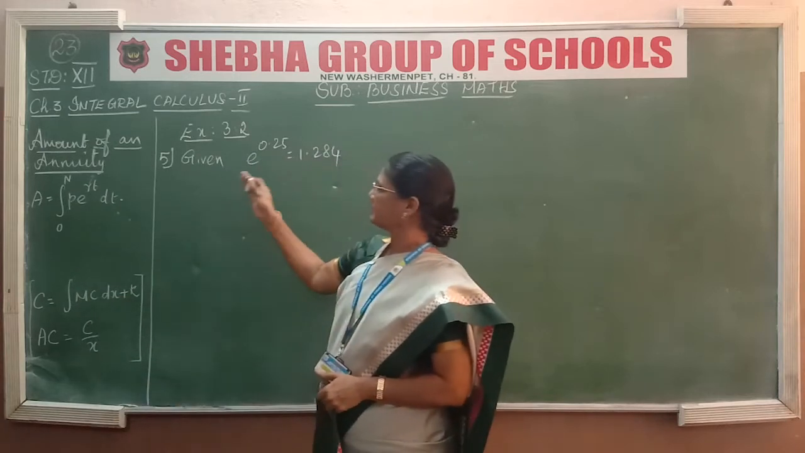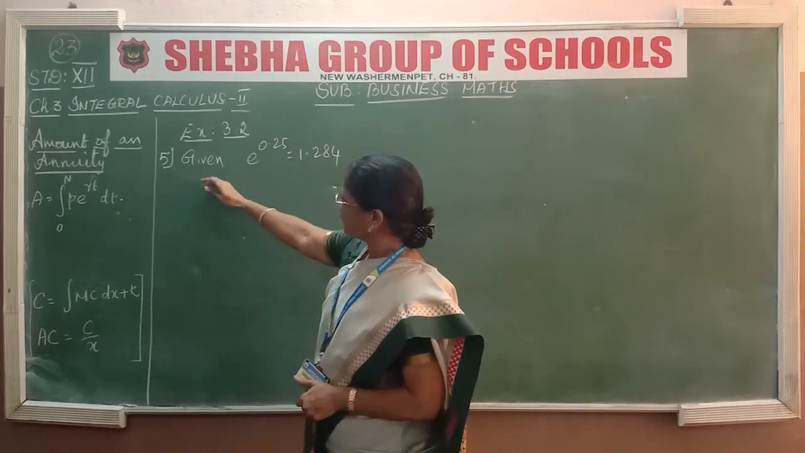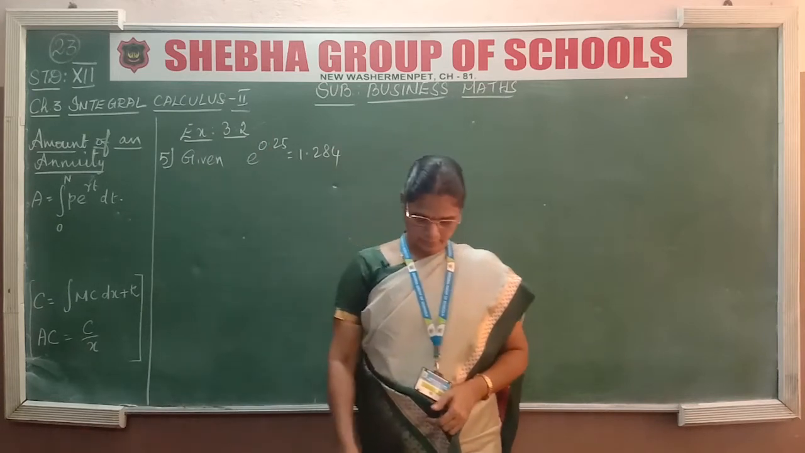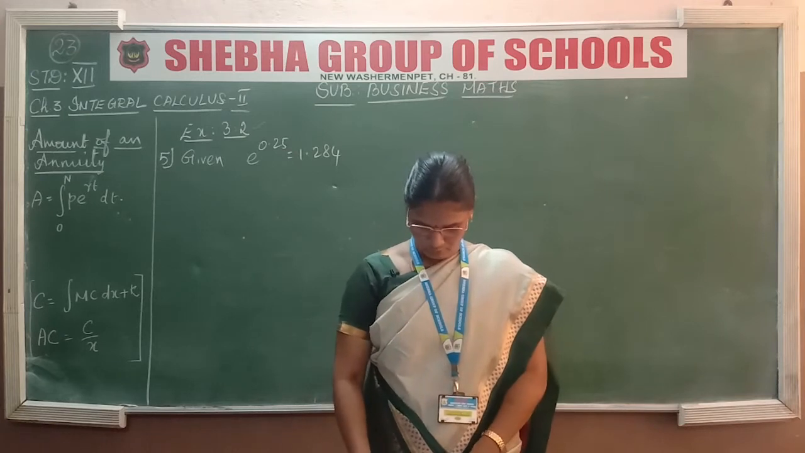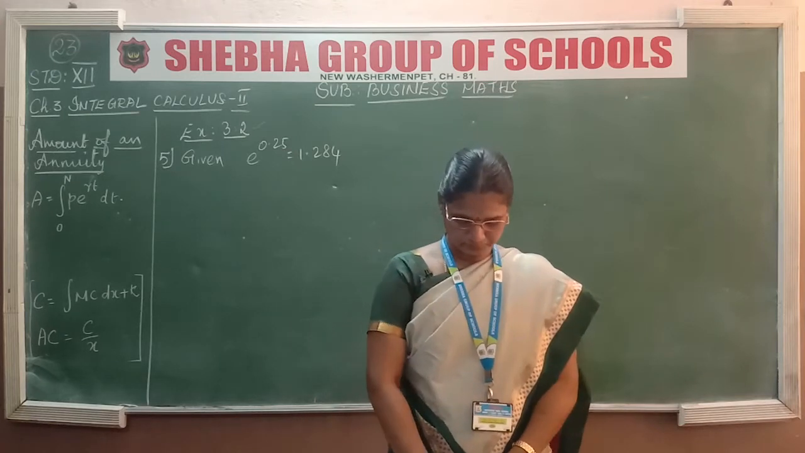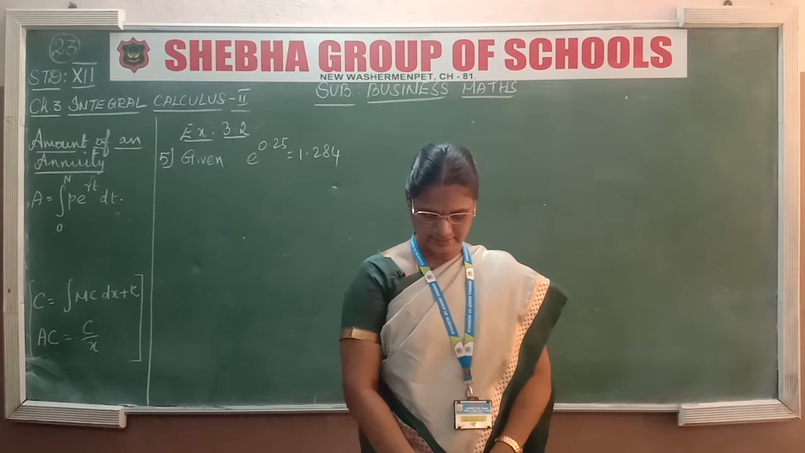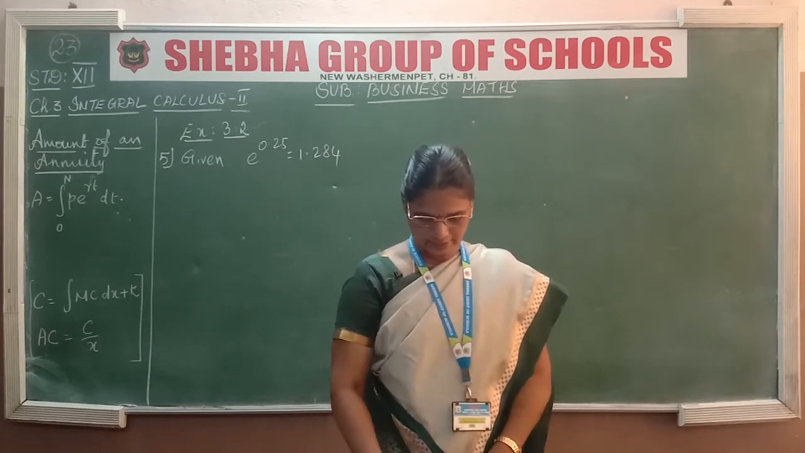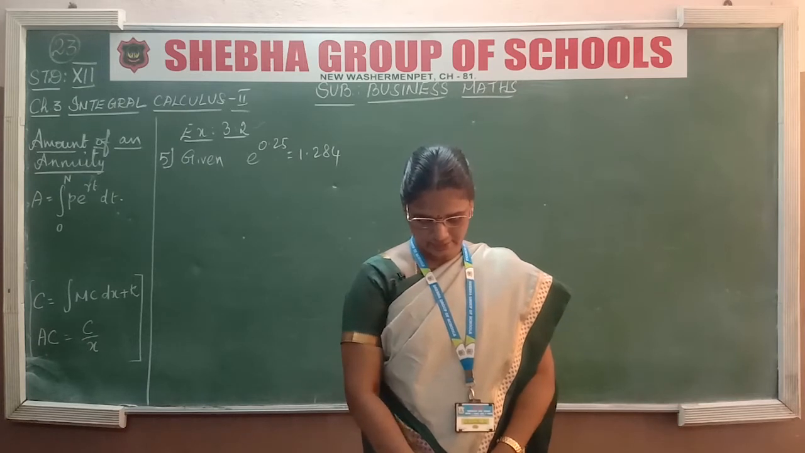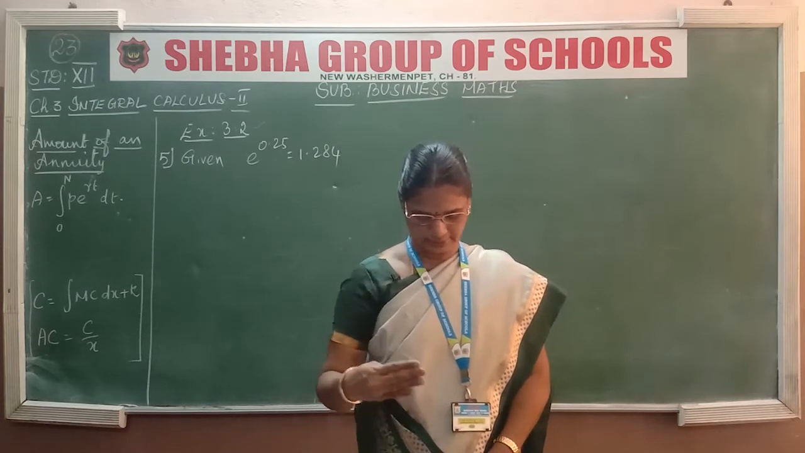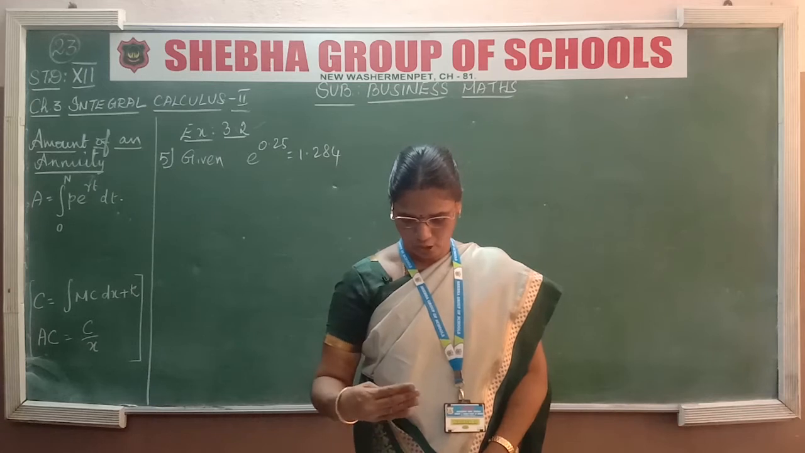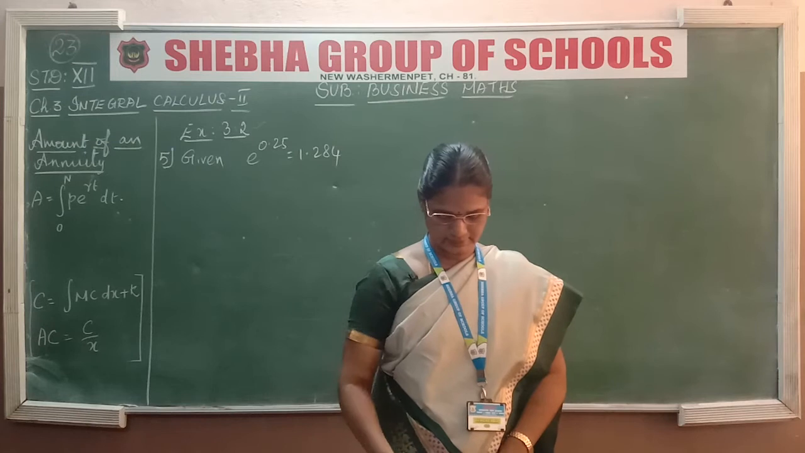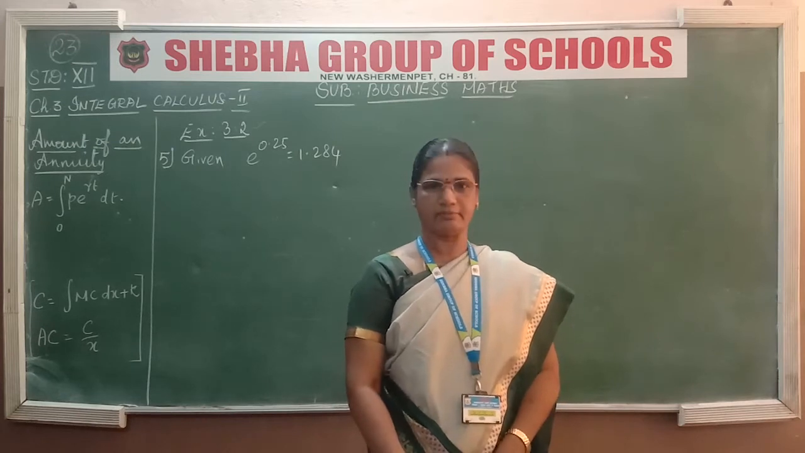Using this we are going to do the fifth sum in the same exercise 3.2. Take your book, page number 115, fifth sum. An account fetches interest at the rate of 5% per annum, compounded continuously, and an individual deposits rupees 1000, that is P, each year in his account. How much will be in the account after 5 years, that is n equals 5 years, and the rate of interest R is 5%.